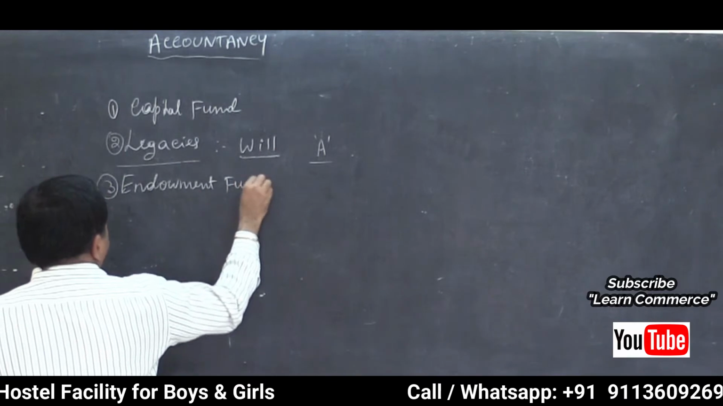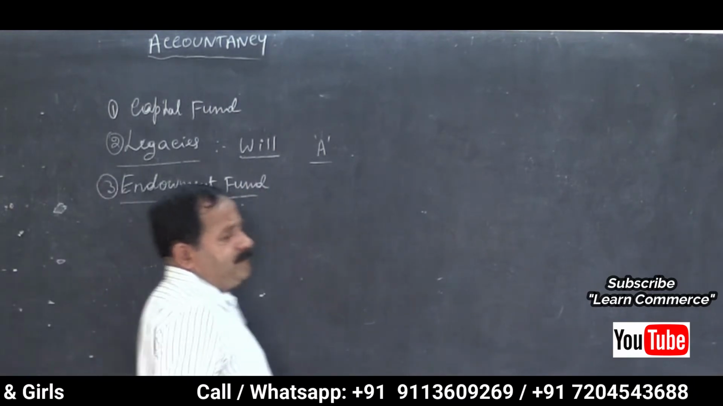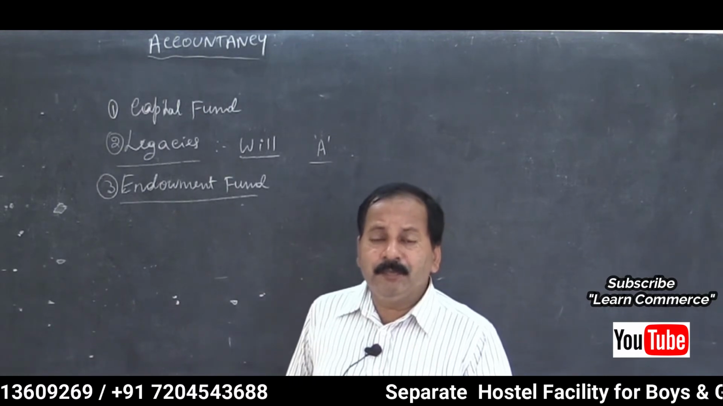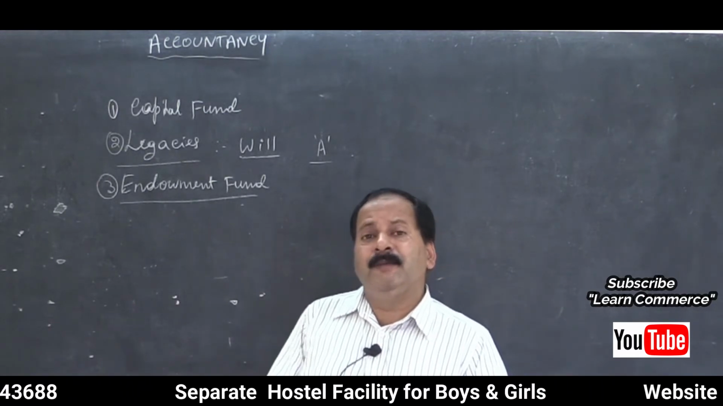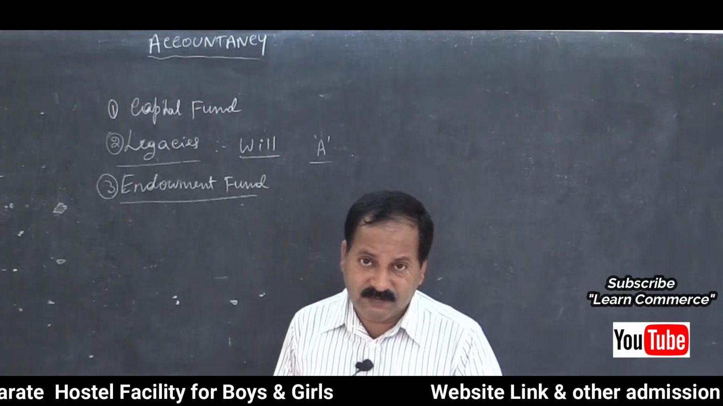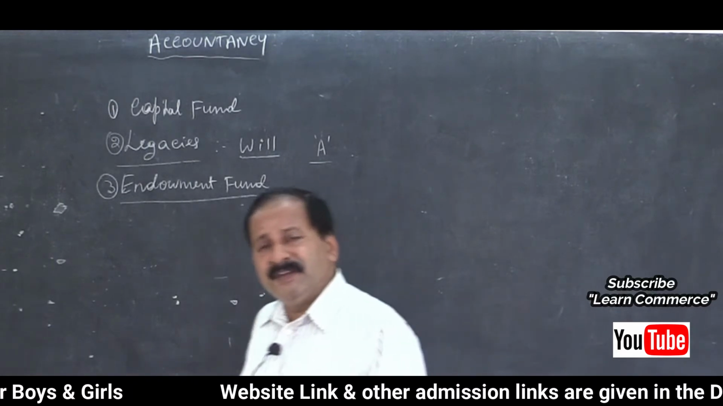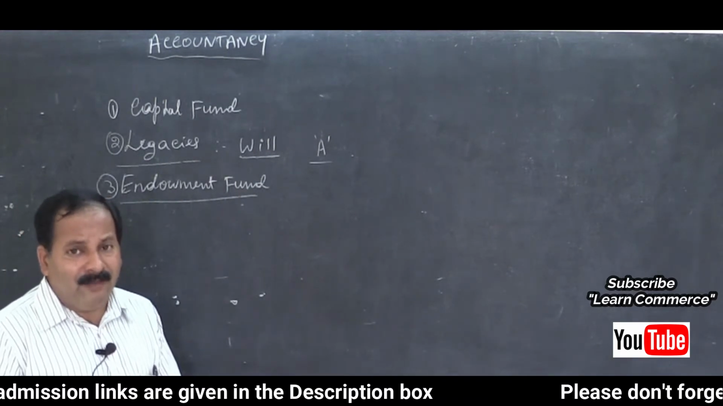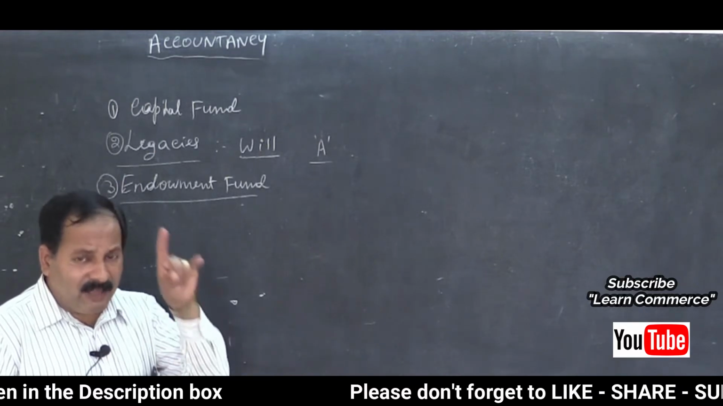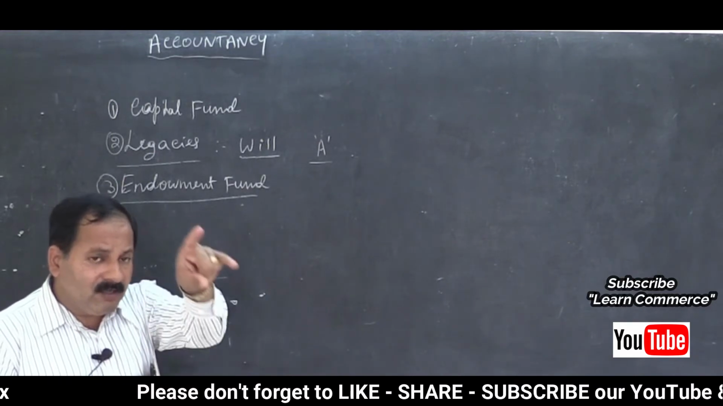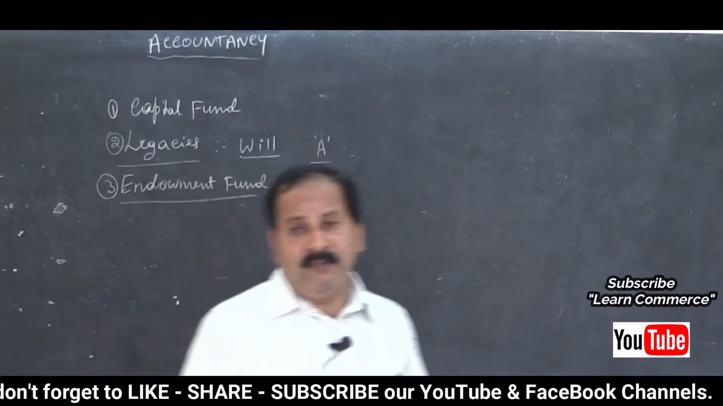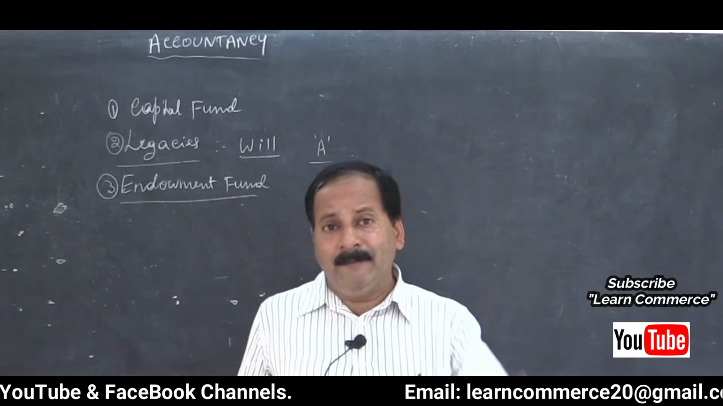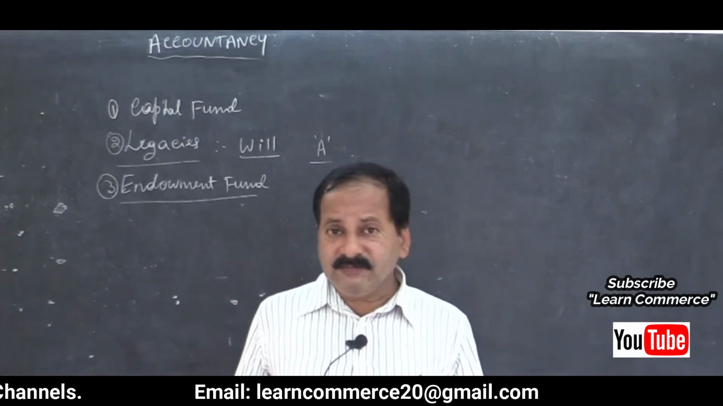Endowment fund. This is a fund donated by some donor to provide a permanent source of income to not-for-profit organizations. What do you mean by permanent source of income? I will donate a hall. That is, I will promise that I will pay the entire cost of the hall if you construct a hall for your organization. Maybe some trust or religious organizations or any club or society.